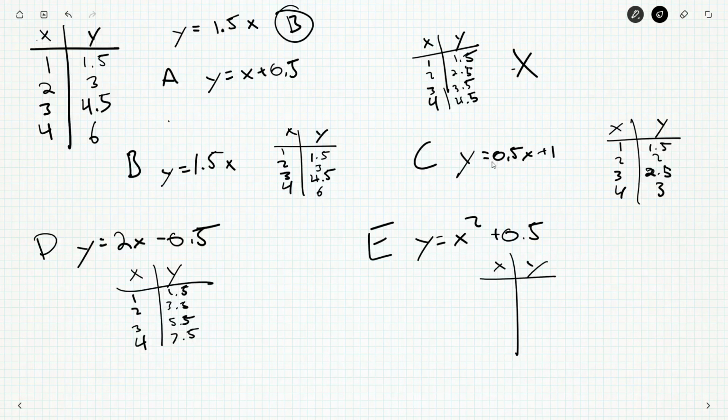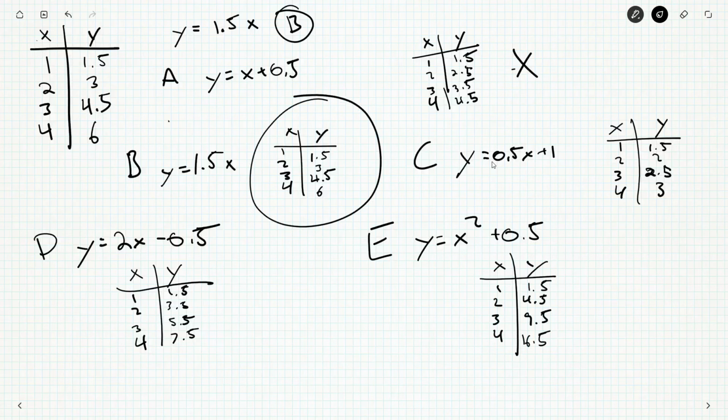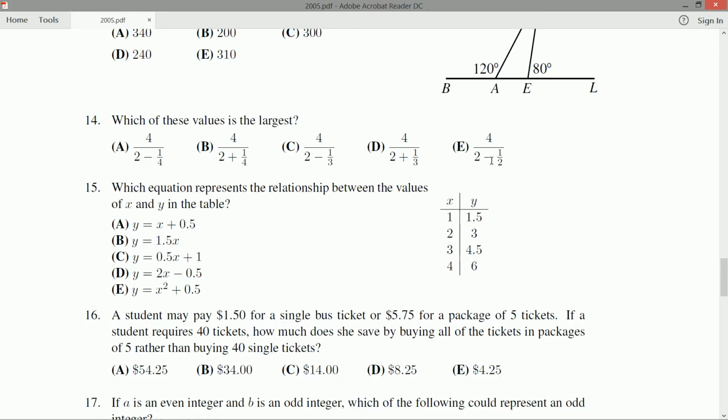And the last one, just double checking, we already know B is the answer, but 1, 2, 3, 4. 1 squared is 1, plus 0.5 is 1.5. 2 squared is 4, plus 0.5 is 4.5. Then we get 9.5 and 16.5. So the answer really is B, and we've shown it. A lot of you out there likely got this very quickly, even if you were doing table of values, the A, B is the answer. But there it is in all its glory, and now we also know why the other ones don't work.